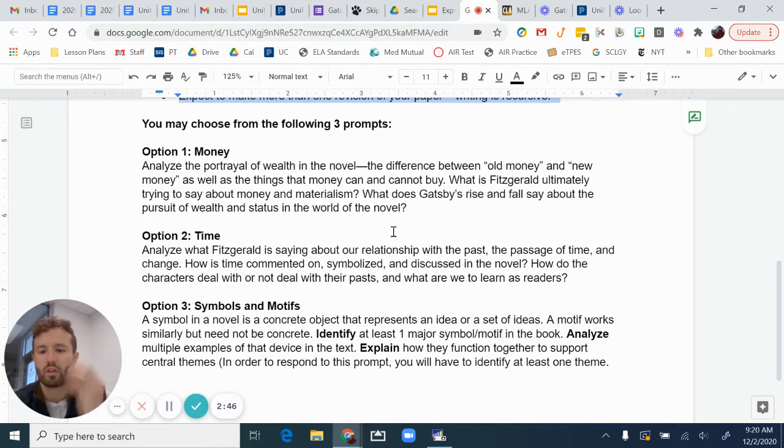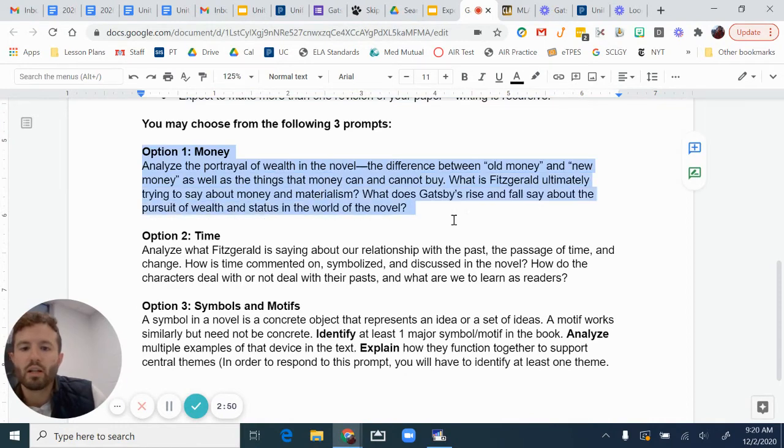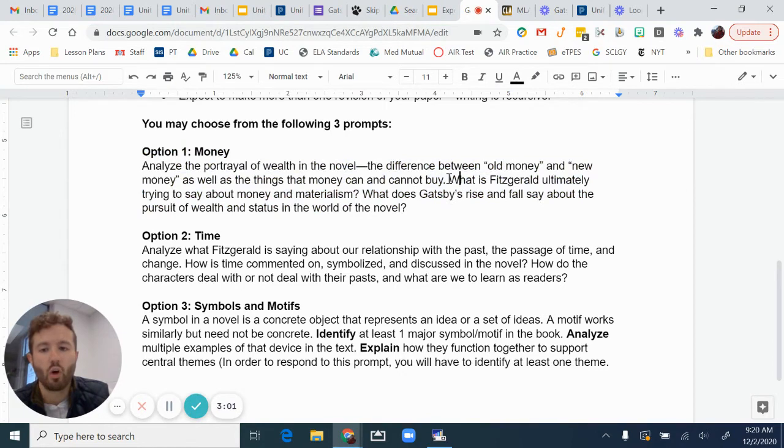You'll have 3 options for your prompts. They're right here on the screen. I'm just going to sort of read them aloud. So the first one is analyzing money in the text. Analyze the portrayal of wealth in the novel, the difference between old money and new money, as well as the things that money can and cannot buy. What is Fitzgerald ultimately trying to say about money and materialism? What does Gatsby's rise and fall say about the pursuit of wealth and status in the world of the novel?